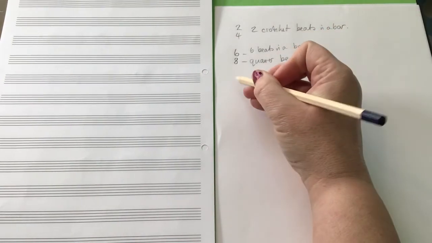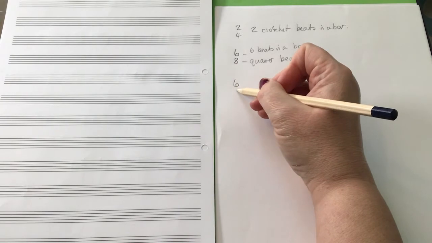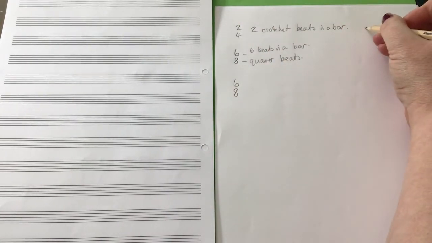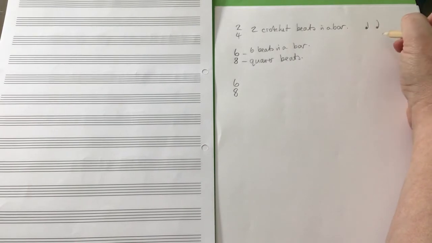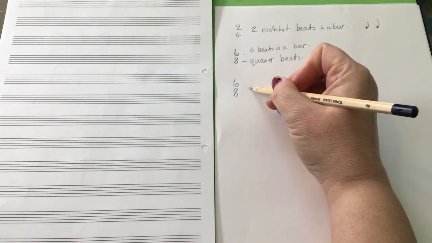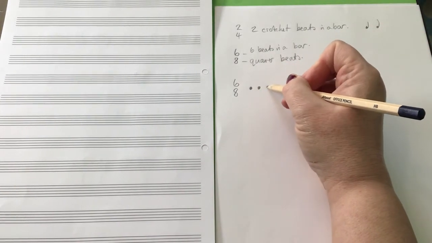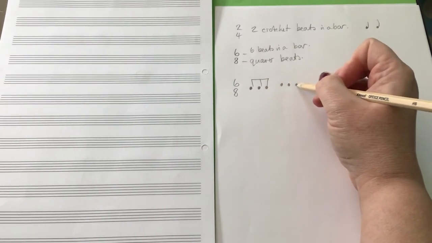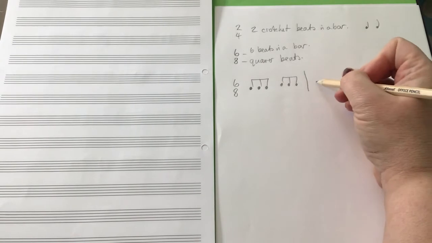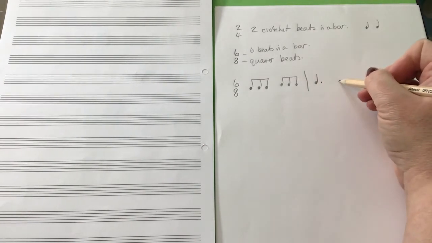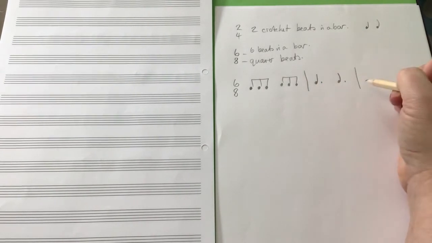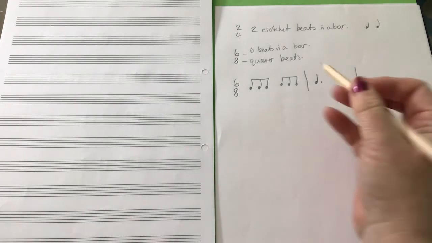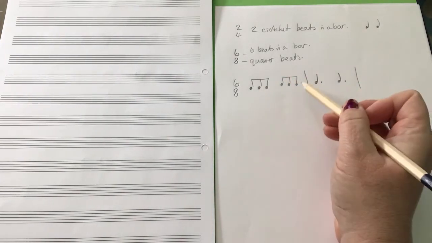Now compound time signatures are divided down into threes, whereas 2/4 is divided into 2 crotchet beats. 6/8 is 2 sets of 3 quavers, or 2 dotted crotchets. So you're dealing with a slightly longer beat value there than in a simple time signature. So compound time signatures are divided down differently.